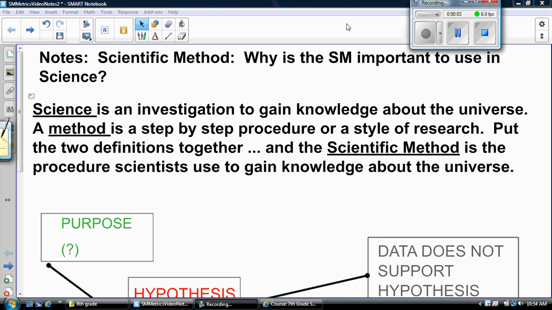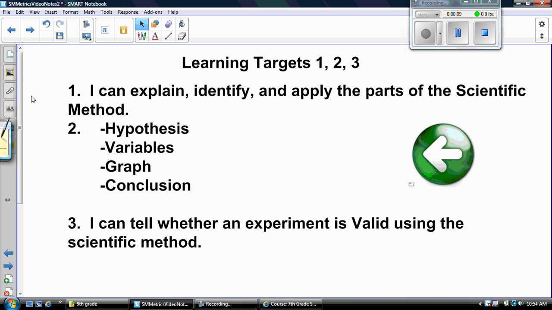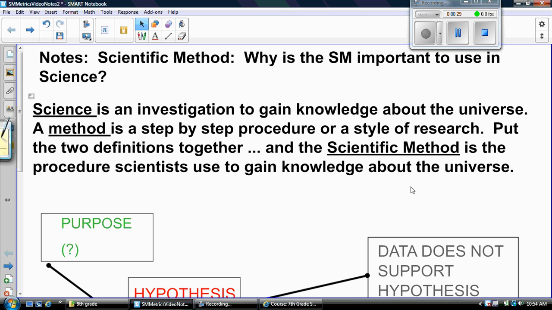Okay, to start the year off, we are going to review why the scientific method is important to use in science. So that's going to have 3 learning targets. You should be able to explain, identify, and apply all parts of the scientific method. You should be able to write a hypothesis, identify variables, create a graph off data, and be able to write a conclusion. You should also be able to explain whether an experiment is valid using the scientific method.